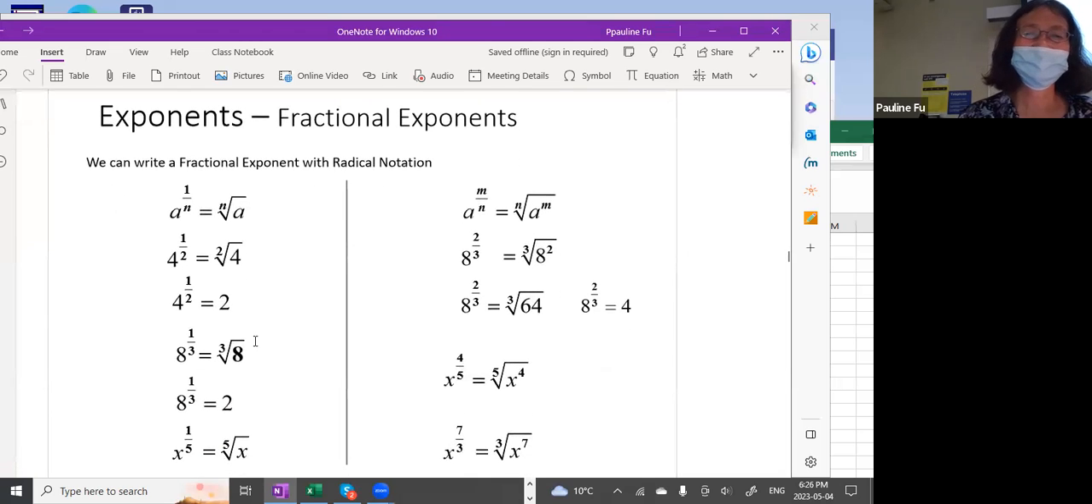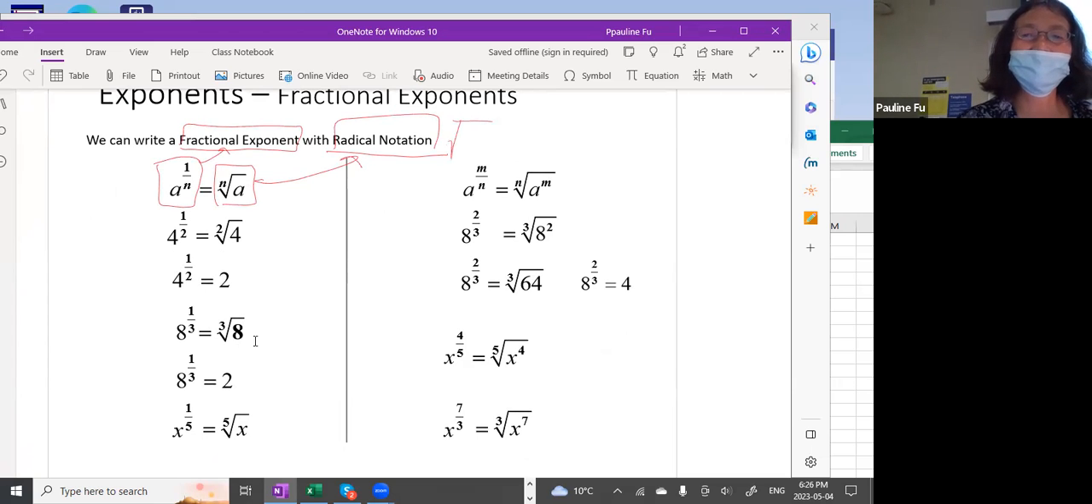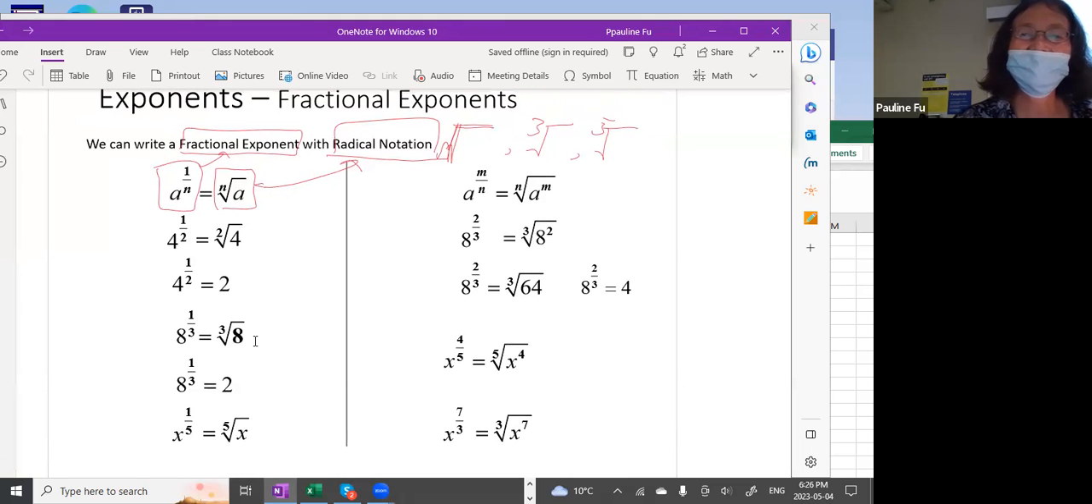Now let's explain the radical notation. The left-hand side is fractional exponents. The right-hand side is radical notation. Radical notation usually comes with the square root, this one here, or this one. Those are radical notation. Generally speaking, this is the general format. If you have a raised to power m over n, use radical format. It is a raised to power m, take the n-th root.